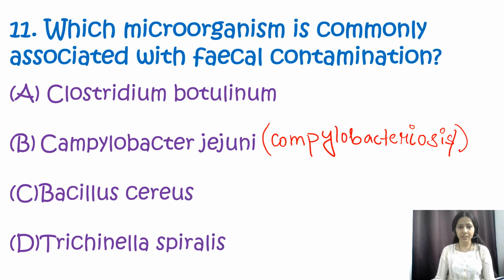So next, question number 11. Which microorganism is commonly associated with fecal contamination? Options are Clostridium botulinum, Campylobacter jejuni, Bacillus cereus, and Trichinella spiralis. So over here my correct option is option number B, that is Campylobacter jejuni. This bacterium is a major cause of foodborne illness worldwide, and it is often transmitted through contaminated food or water, or through contact with infected animals or their feces. It causes a disease known as campylobacteriosis.